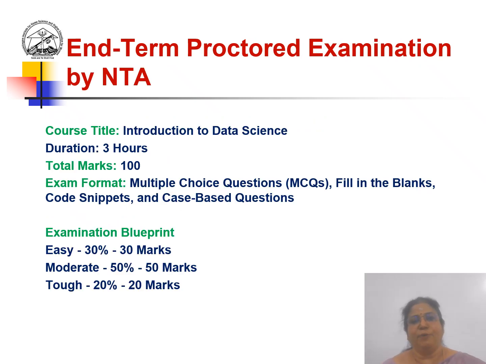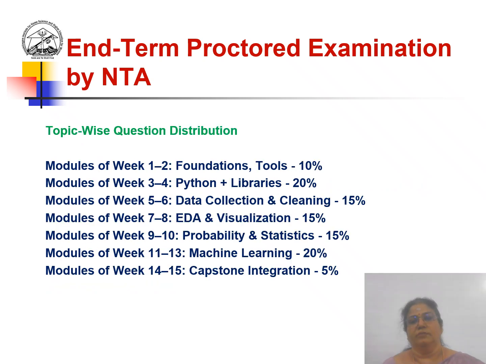The end term proctored examination by NTA, the duration of this exam is 3 hours and it is for 100 marks. It covers multiple choice questions, fill in the blanks, code snippets and case based questions. 30% will be easy questions, 50% will be moderate questions and 20% will be tough questions. The end term proctored examination includes all the topics module wise.